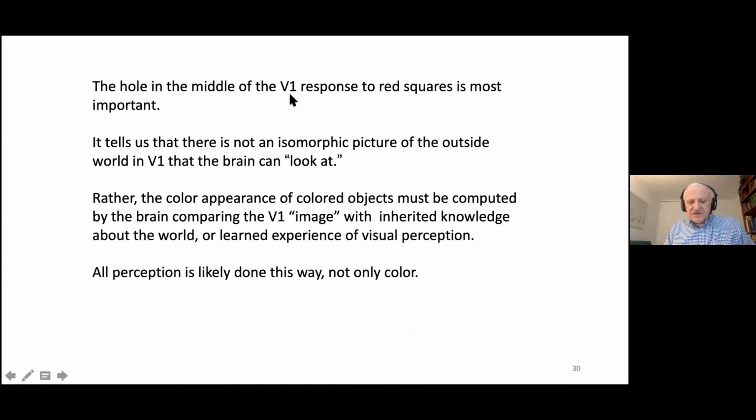So I think this just writes down what I was saying. That is to say, the hole in the middle of the response to red is very important, and it's a result of the double opponent filtering of the outside world. So I'm just writing here what I just said, so I don't have to go over it. And I would say color is a model that we understand fairly well of everything. That is to say, all these things that I'm saying about color also generalize. What the brain is getting is not a picture. It's getting some caricature which needs to be interpreted.